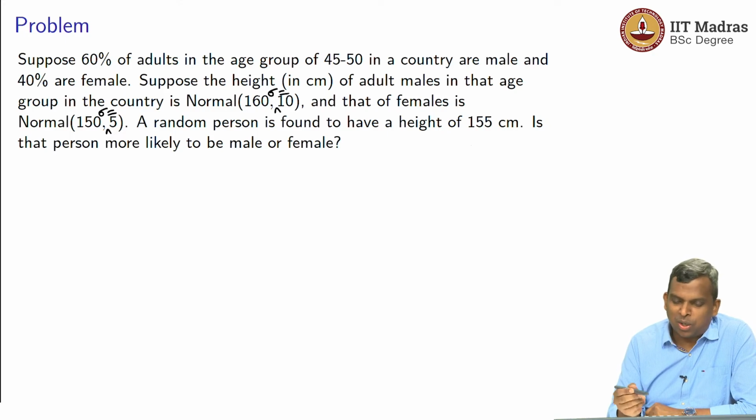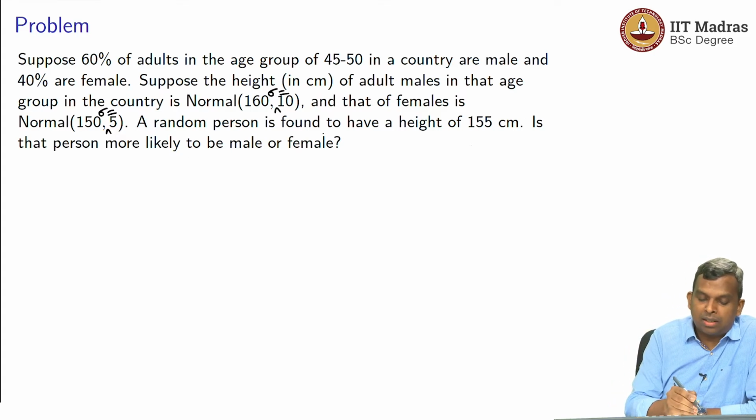You could take sigma square also. It's not a big deal. Okay, so this is the distribution that's given to you. A random person is found to have a height of 155 centimeters. Is that person more likely to be male or female?